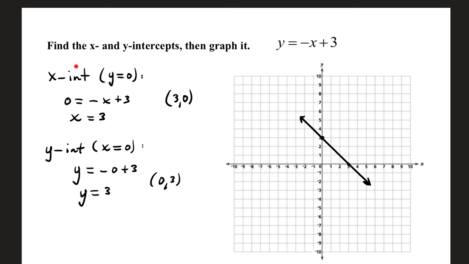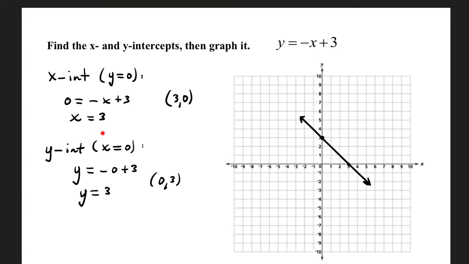Your x-intercept will occur when y equals 0. Anywhere on the x-axis, the value of y is 0. So plug 0 into your equation, and you're going to get 0 equals negative x plus 3. Solving for x, we get x equals 3. Remember that your points are an xy ordered pair. X is 3 when y was 0, so you can plot your x-intercept 3, 0.